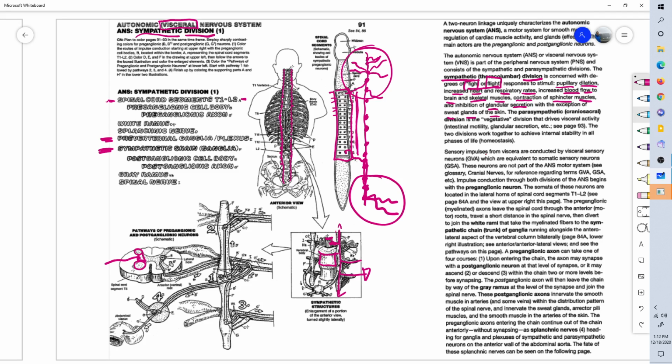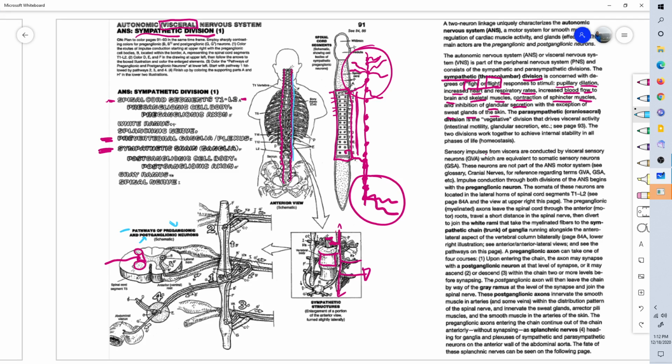So let's talk more specifically about the pathways of the preganglionic and postganglionic neurons. Well, pre means before, doesn't it? So preganglionic means before the ganglion. Remember, this is the ganglia here, running up and down in front of the vertebra here, or to the side and in front of the vertebra.